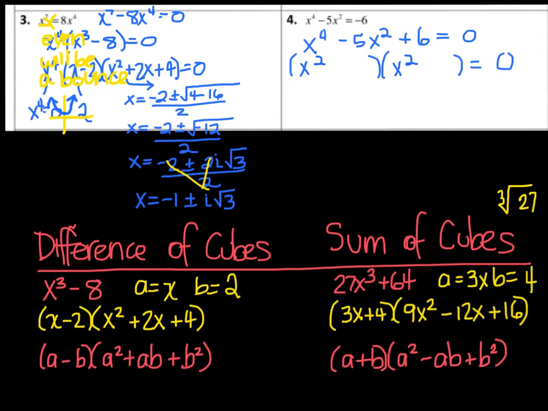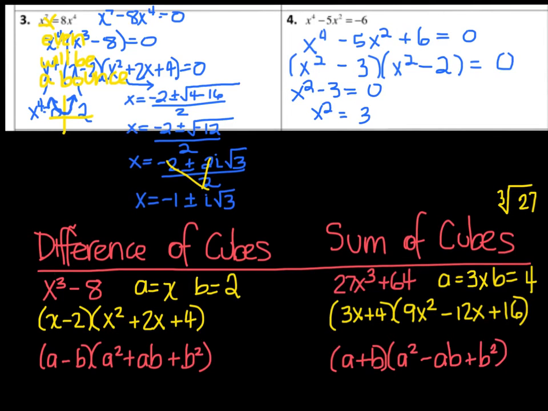And now remember from guessing and checking that I need this number times this number to give me positive 6, but the inside and the outside to add to negative 5. So both of my signs have to be negative, and that's going to give me a 3 and a 2. And if I were to check real quick right here, this would be minus 3x squared minus 2x squared, which is minus 5x squared. So I checked it. So now I'm just going to take each binomial, set it equal to 0.